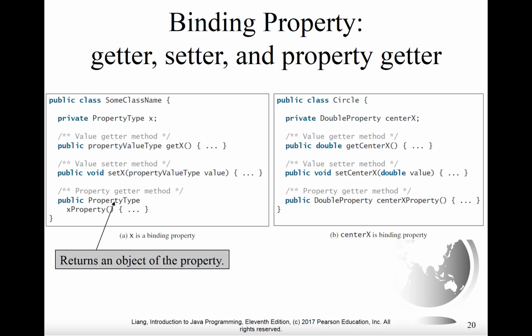So let's take a look at how this applies in the context of the circle that you've seen already. Right at the top we have a double property for centerX. That is the data member. Then we have two methods to get it and to set it. One returns a double, and this is getCenterX. The other is void because it sets the value, and it's a method called setCenterX. So a getter and a setter for the value of the property for X. And then we have something that returns a double property for the centerX property.